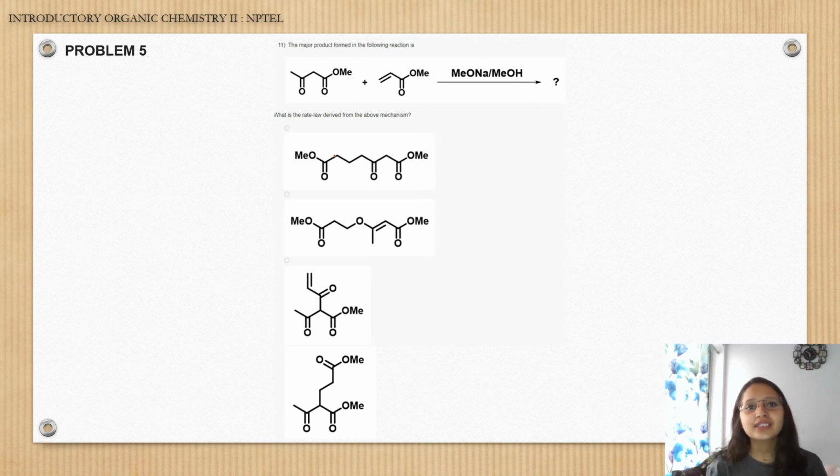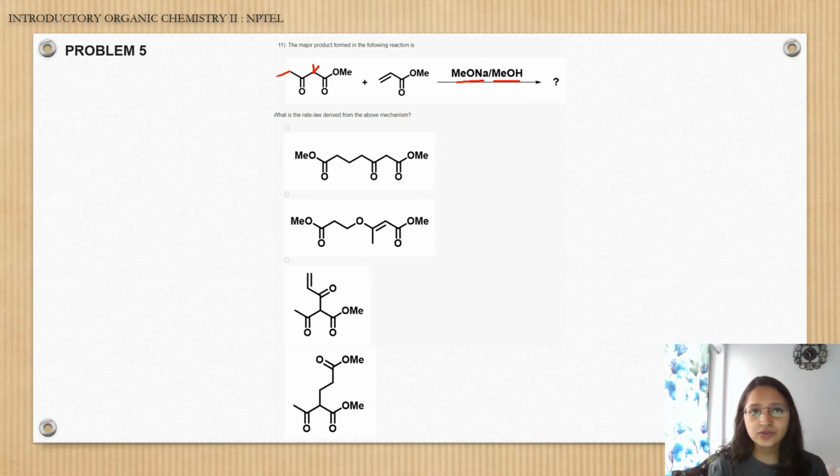They are asking for the major product of the following reaction. First of all, see that there is also a base in the system: sodium methoxide and methanol. Methanol here is the protic solvent. If you have a base in the system, what will it do? It will abstract the more acidic proton first.